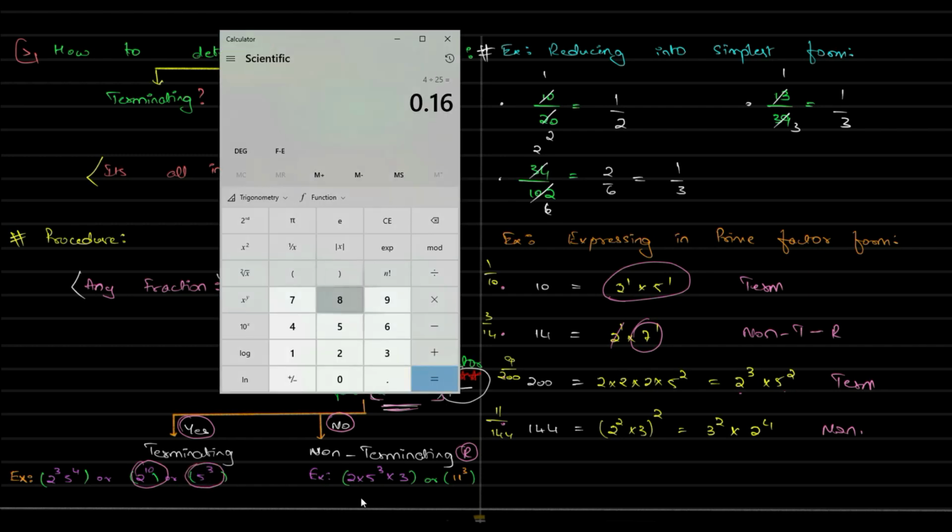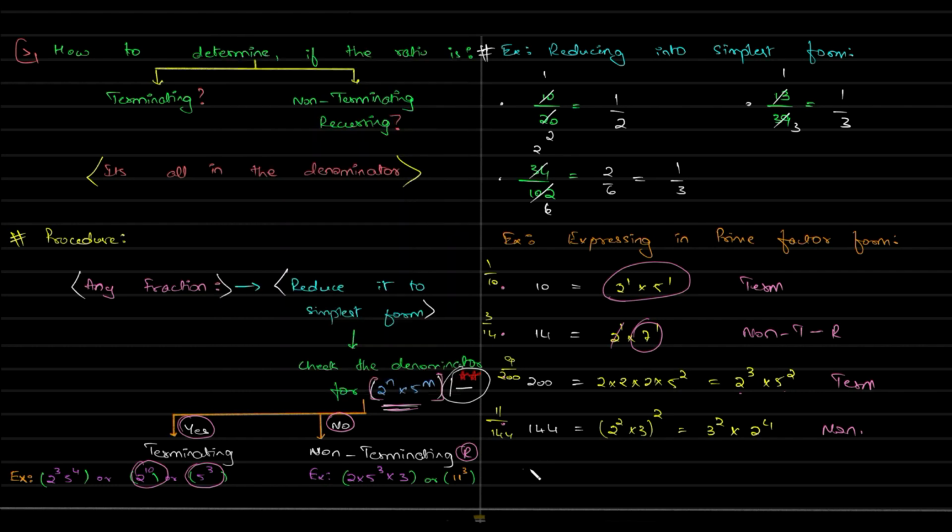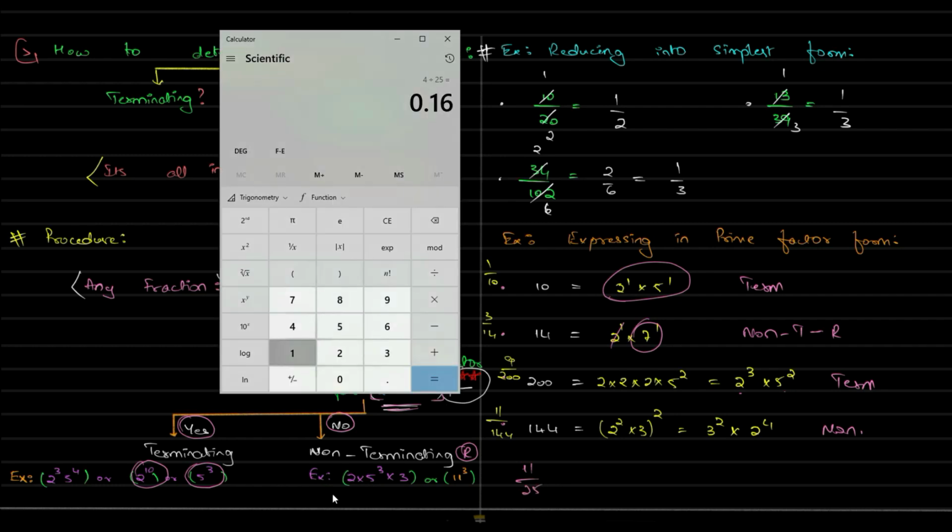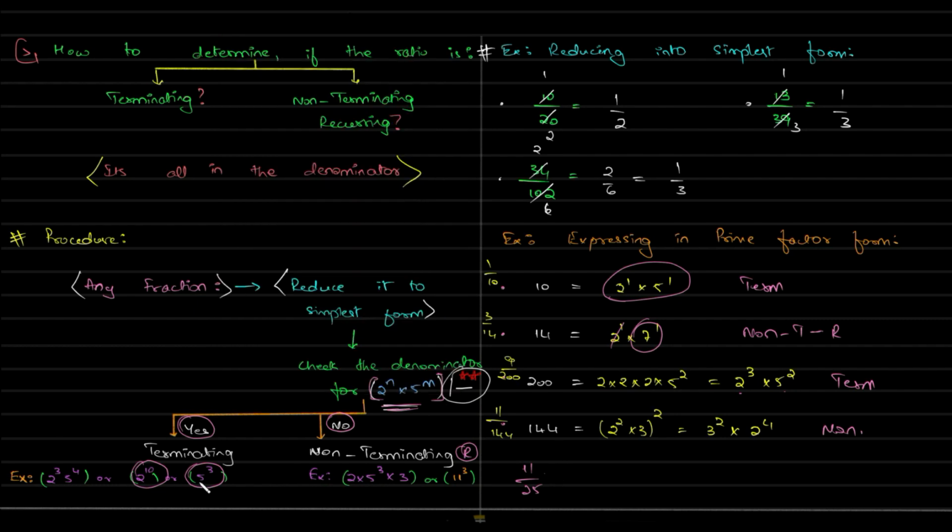I'll give an example. 4 divided by 25. 25 is 5 square, is it not? The result is 0.16. You can go with something like 11 divided by 25 also. Whatever the numerator is, that doesn't matter. 25 is 5 square, so terminating. So anything that is made up only of 2s and 5s will result in terminating. Anything else will result in non-terminating. So understand this part.